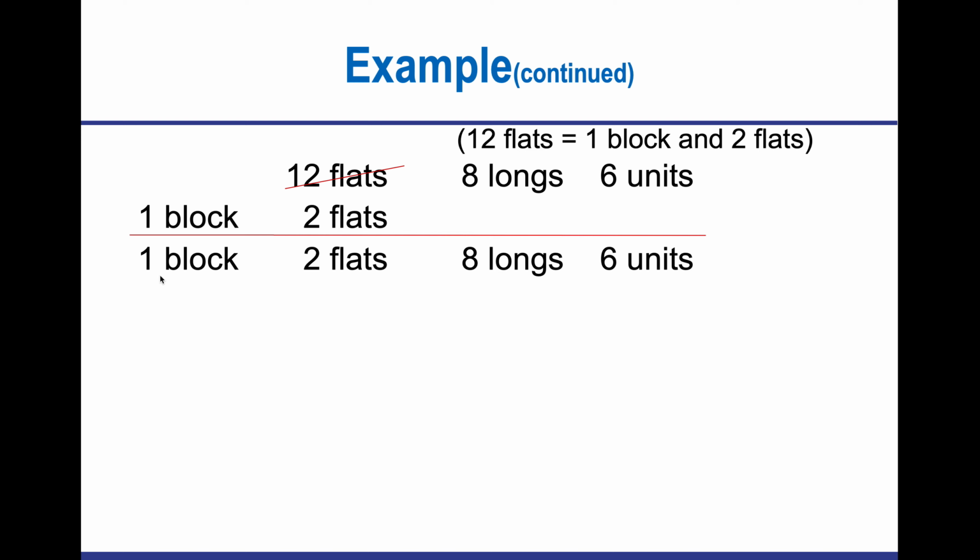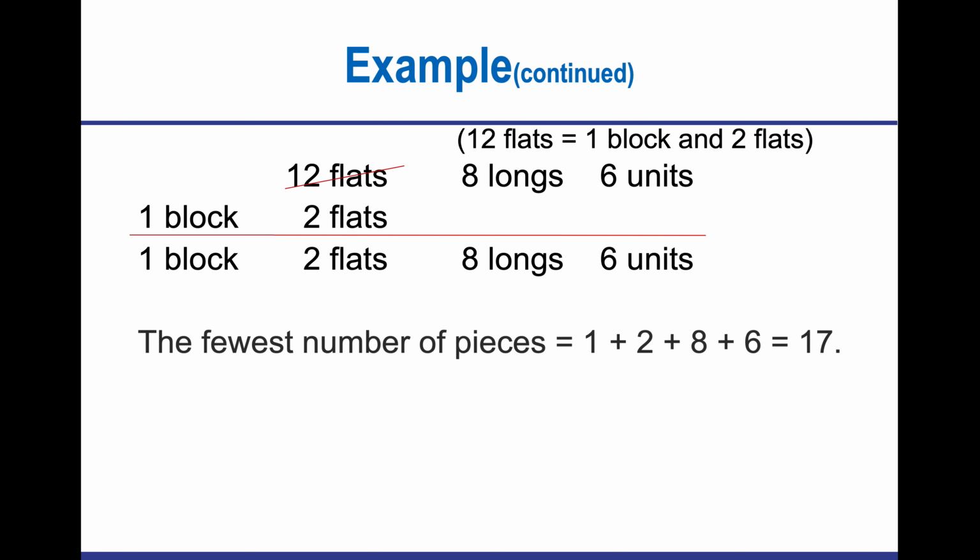And you should see that none of them really have over 10, because everything is 10 from one to the next. So 10 units is one long, 10 longs is one flat, 10 flats is one block. So we're always pulling powers of 10, and that's also great for mental math for students. So when I add this together, the fewest number of pieces would be 1 plus 2 plus 8 plus 6, which would be 17 pieces.